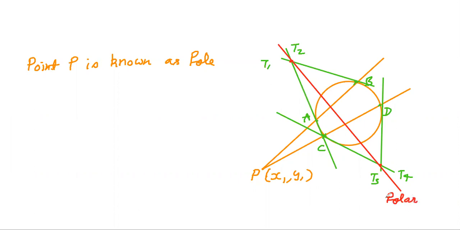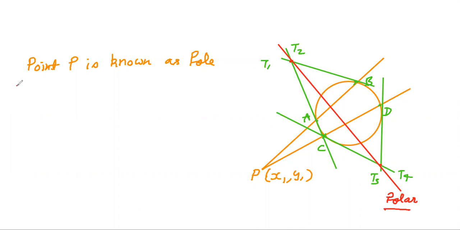So what I say is, I draw a number of lines from the pole P. They intersect the circle at 2 points, and we draw the tangents. And this locus of the intersection of the tangents is known as the polar. So we have to write down the equation of this polar.